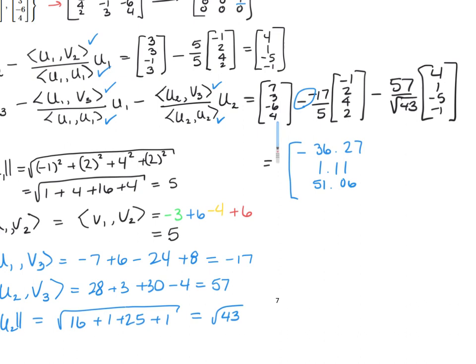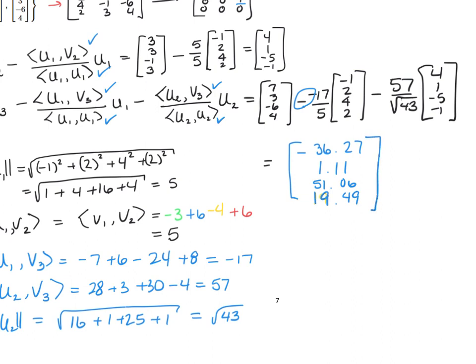Now I'm going to do my last one. 4 plus 17 divided by 5 multiplied by 2 minus 57 divided by 43 multiplied by negative 1. And that one I get to be 19.49.